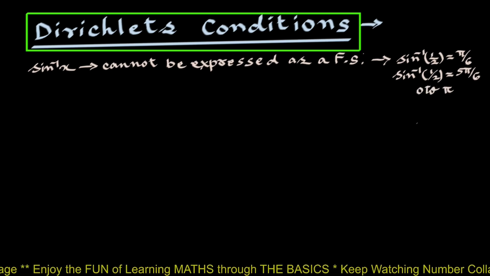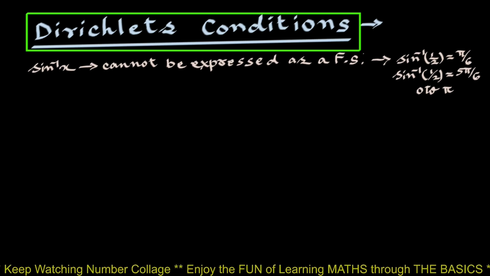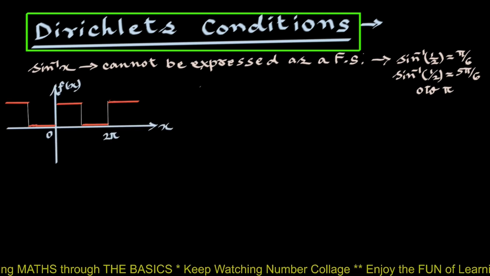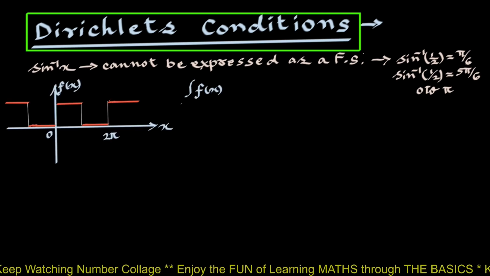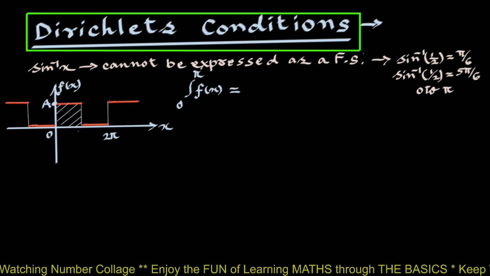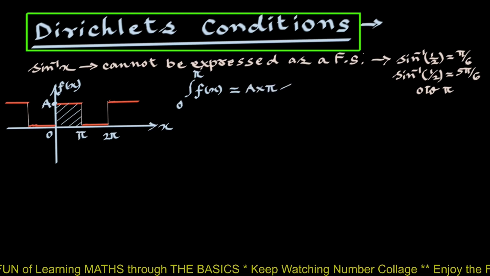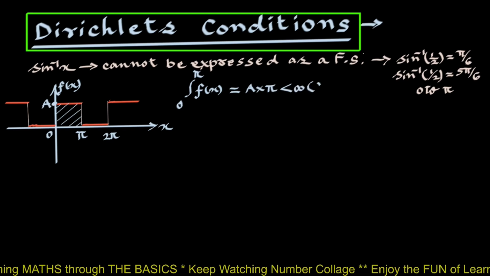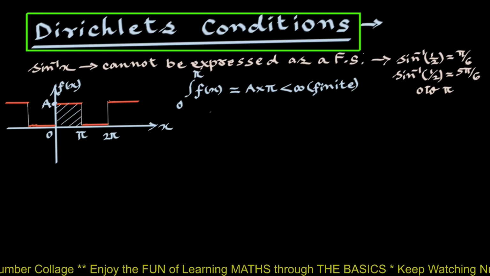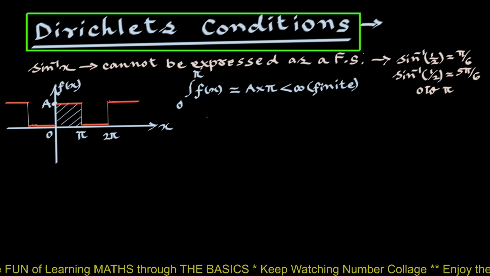In terms of the curve of a function, if a function has a rectangular shape curve like this, here integral f(x) from 0 to pi is this area A and this width is pi. So this area will be A into pi, which is less than infinity or finite. Here, since f(x) obeys the first Dirichlet's condition, it is absolutely integrable and its Fourier series can be written.